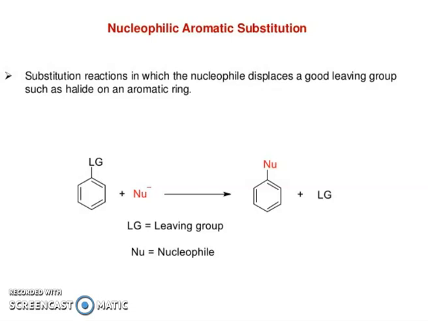Today in this video, I am going to talk about nucleophilic aromatic substitutions. You know friends, substitution reactions in which the nucleophile displaces a good leaving group such as halide on an aromatic ring. So you can see here benzene contains leaving groups, reacts with nucleophile forming nucleophilic aromatic compounds, and the leaving group LG is removed. So here LG means leaving group and Nu means nucleophile.